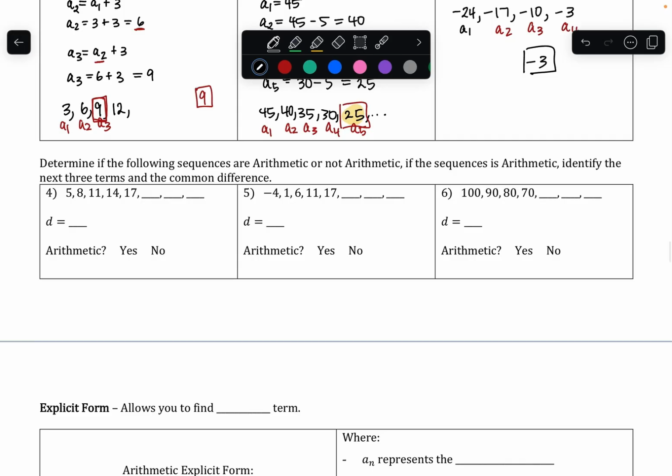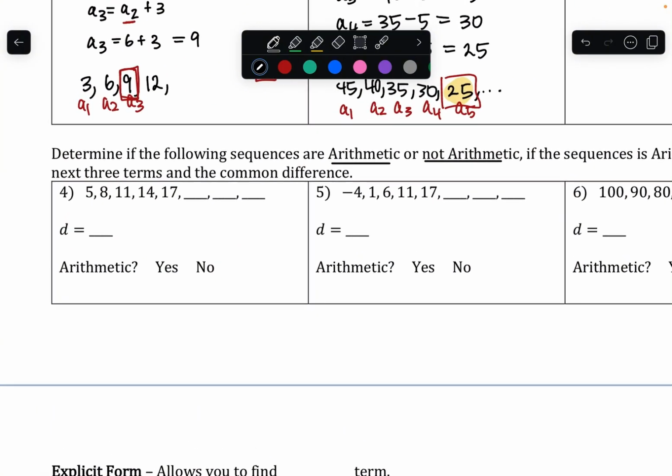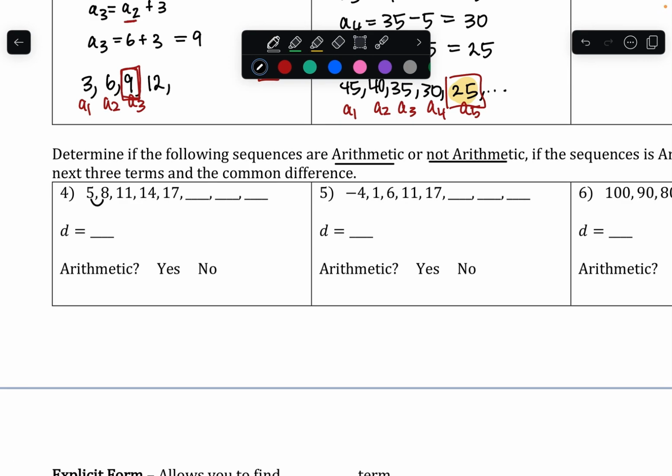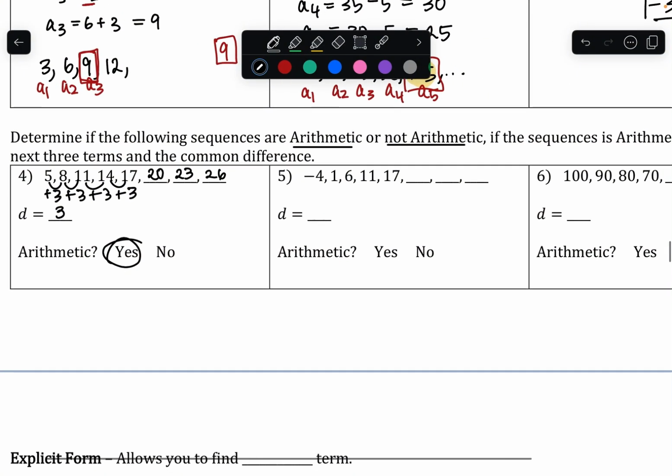Okay, so now it says determine if the following sequences are arithmetic or not arithmetic. If the sequence is arithmetic, identify the next 3 terms and the common difference. Okay, so looking at 4, I added 3 again, added 3 again. So this is clearly arithmetic. And so 17 plus 3 would be 20, plus 3 would be 23, plus 3 would be 26. So my common difference is D, and this is arithmetic.